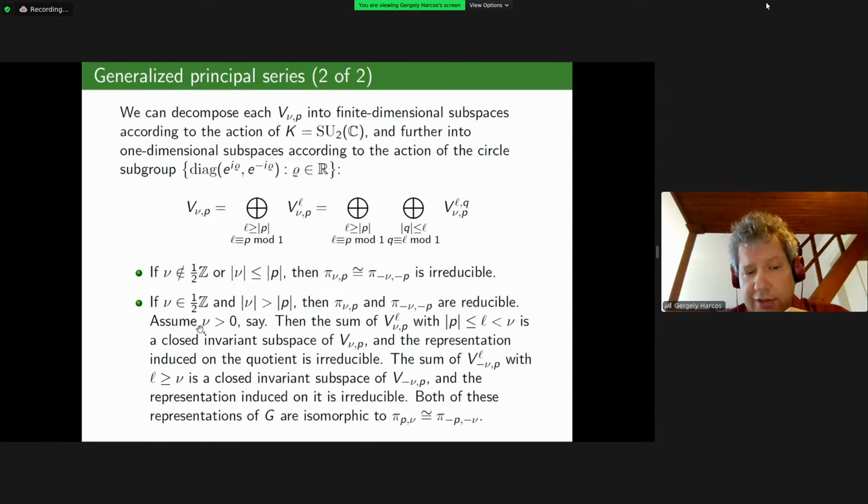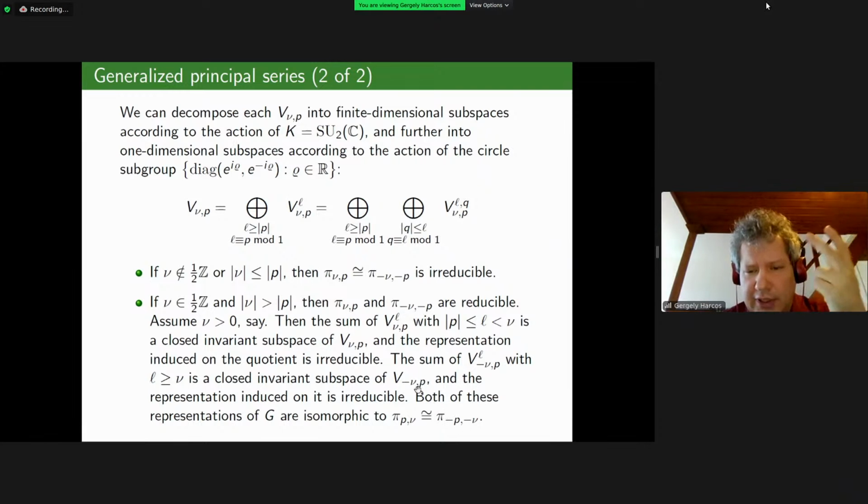On the other hand, for V minus nu PL, the other guy that we need to examine here, the K-types with L at least nu form a closed invariant subspace, and that's infinite dimensional, and the restricted or induced representation on that invariant subspace is irreducible. So in one case by a quotient, in another case by passing to a subspace, we get an irreducible representation. And both of these turn out to be isomorphic to p nu and p minus p nu.